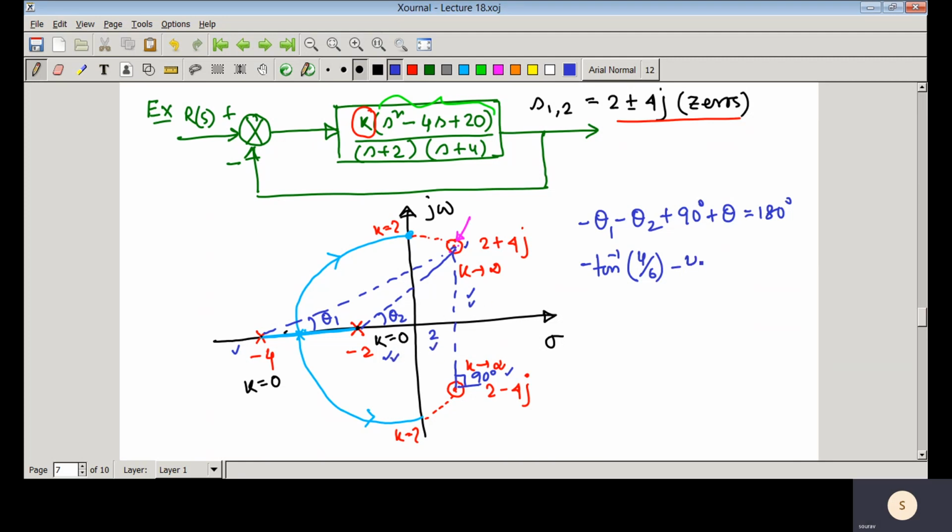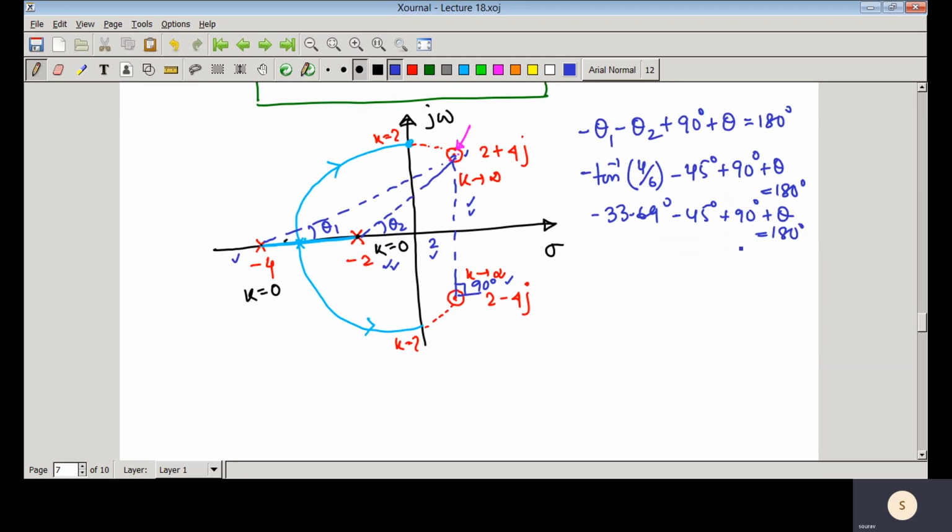So that is theta 2 equal to 45 degree. Minus theta 1 minus theta 2 plus 90 degree plus theta equal to 180 degree. So here this one is 33.69 degree minus 45 degree plus 90 degree plus theta equal to 180 degree. So from here you will calculate that theta and you will get theta equal to 168.69 degree.